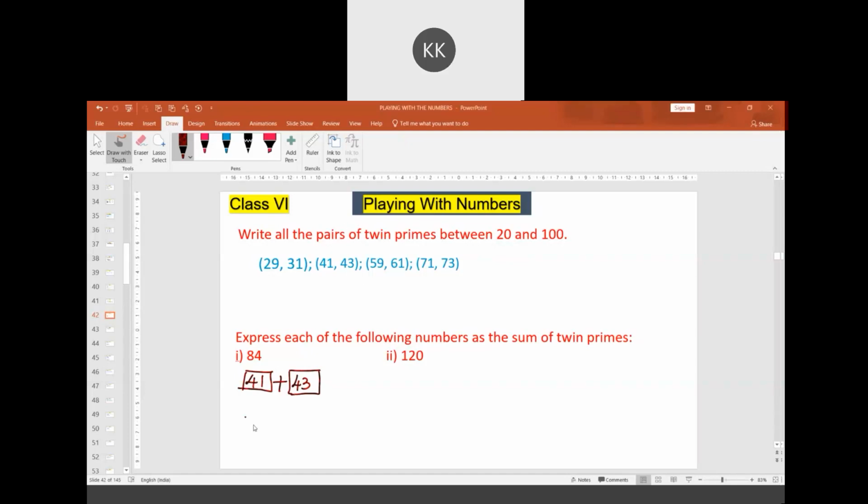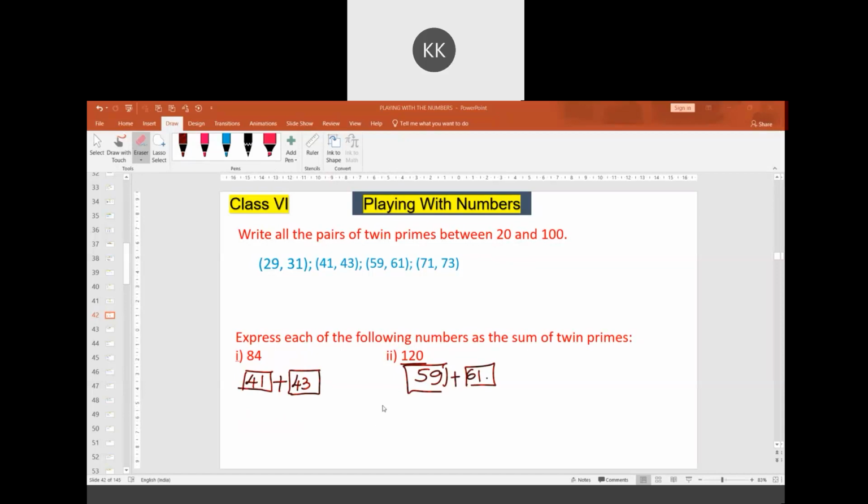Ram Charan says 59, 61. 59 plus 61 is 120. It's the answer for this question. Do we have any other combination of prime numbers giving 84 and 120? We don't have any other number apart from these two numbers.